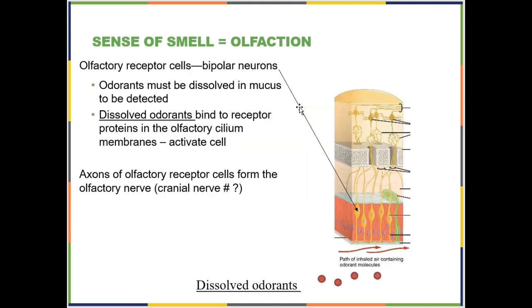Additionally, you want to know, let me turn the page on my own notes here. First thing you want to know is that if you are going to smell something, it first has to be dissolved in the mucus of your olfactory epithelium. It will then come into contact with one of your olfactory receptor cells, these yellow things right here, that are just traditional looking bipolar neurons.